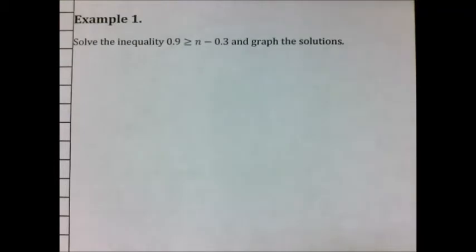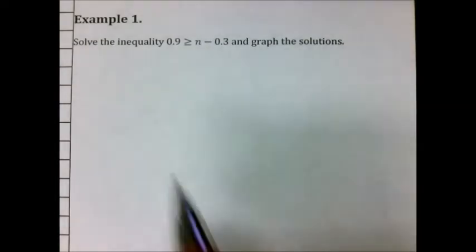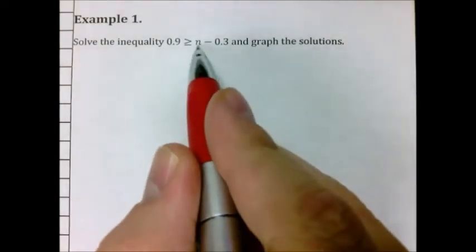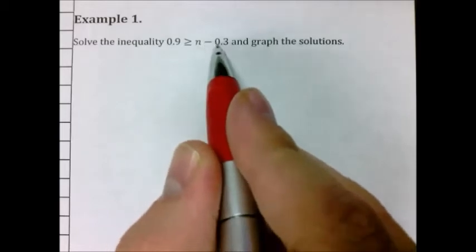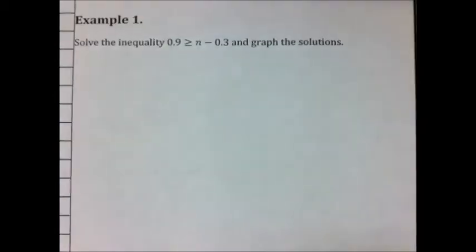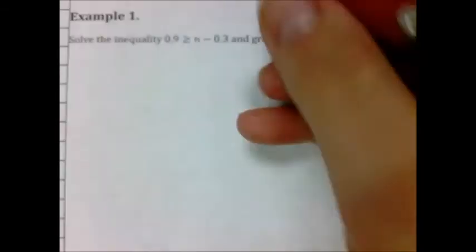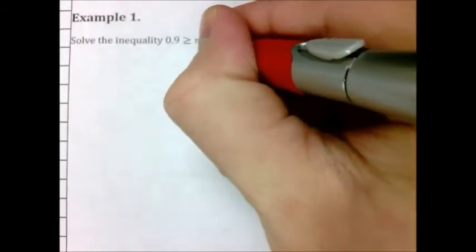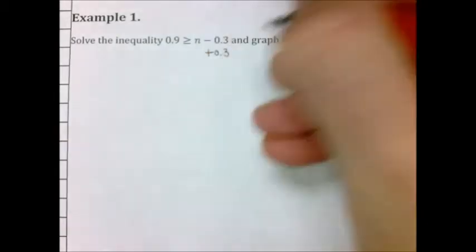So example 1 says to solve the inequality 0.9 is greater than or equal to n minus 0.3, and then graph the solution. So first let's go ahead and solve this inequality, and we see that the number next to the variable is subtracting 0.3. We want to get the variable by itself, so we're going to do the inverse operation of subtraction, which is just addition. So we're going to add 0.3.